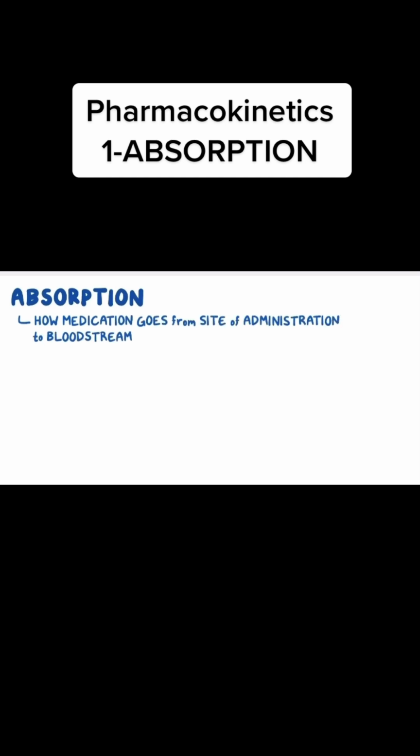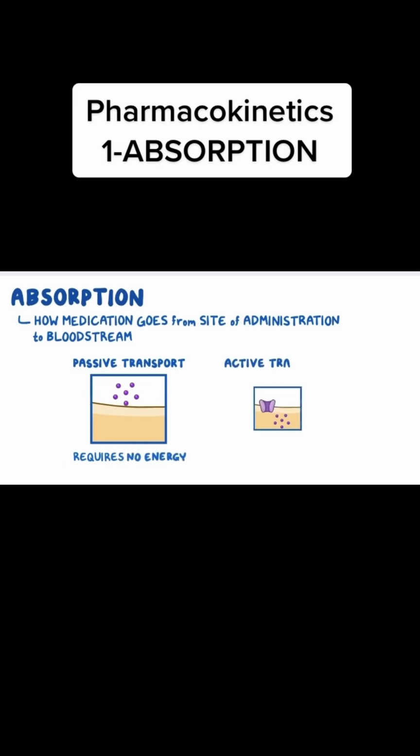Now, the first step of pharmacokinetics is absorption, which refers to the process of how a medication goes from the site of administration to the bloodstream. To do so, the medication may need to cross one or more cell membranes, and this can occur via passive transport, which requires no energy, or active transport, which requires energy in the form of ATP.